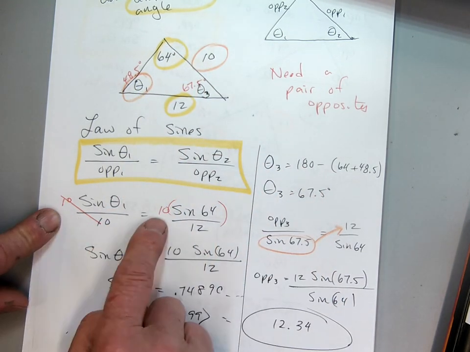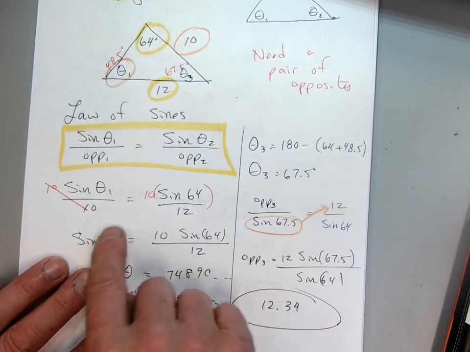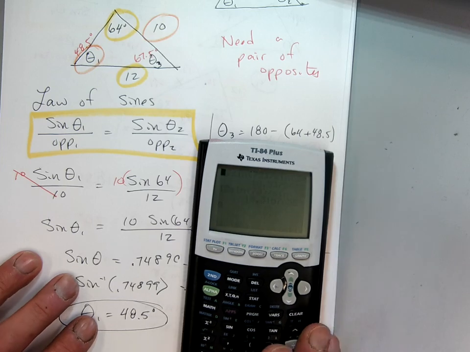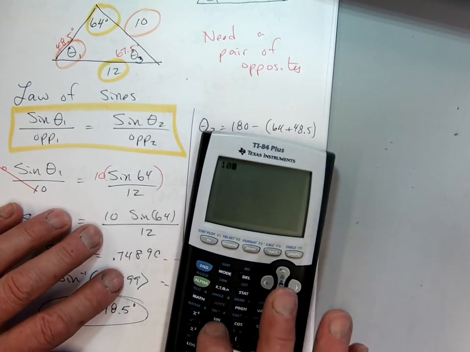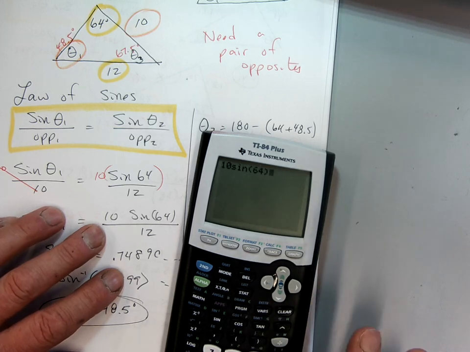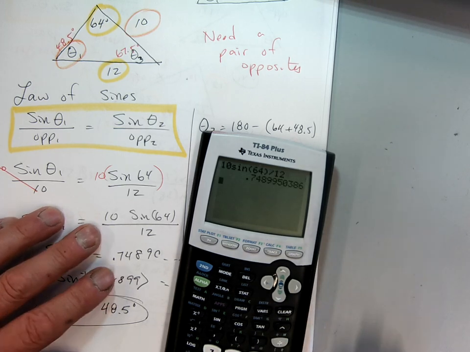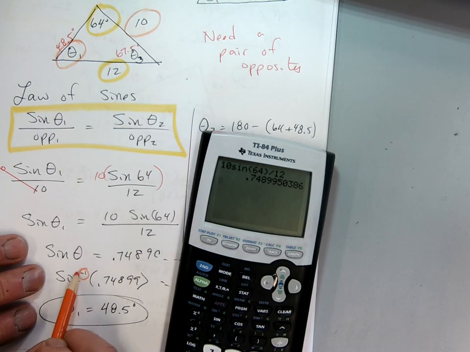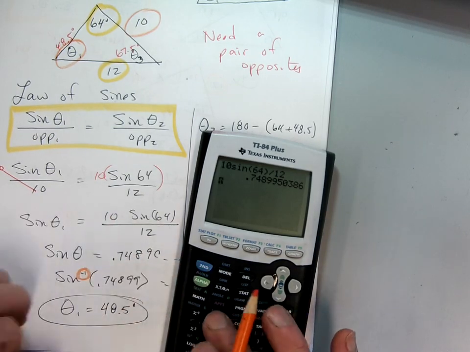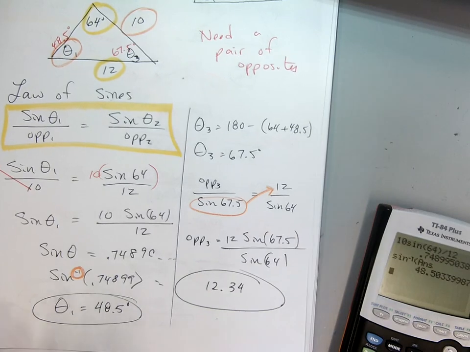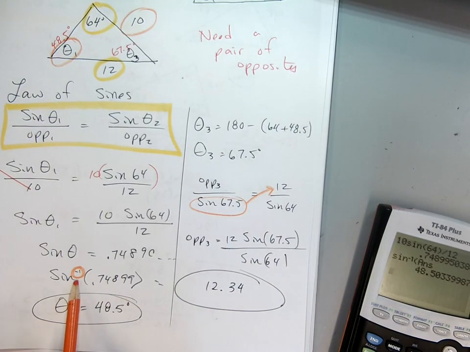Then I multiply both sides by 10. I got the 10 sine of 64. I used my calculator, and I got a decimal. I'll show you what I did. I went 10 sine of 64, close the parentheses, divided by 12. And I got a decimal. Now that can't be the angle, but then remember, oh wait a minute, I'm looking for an angle. Always push the inverse button when you want to find an angle. So I just went sine inverse of that answer, and I got about a 48.5 degree angle. That's an angle, okay? Always when I find an angle, you push the inverse button.